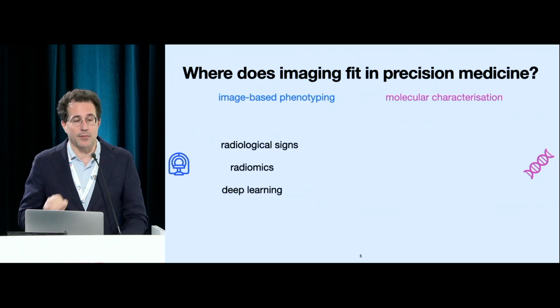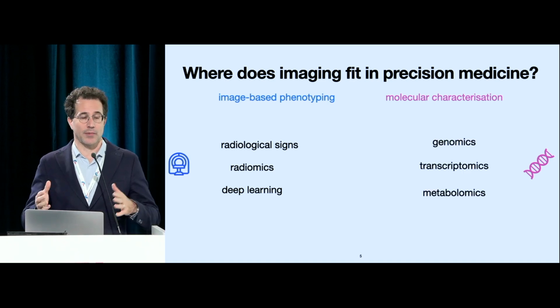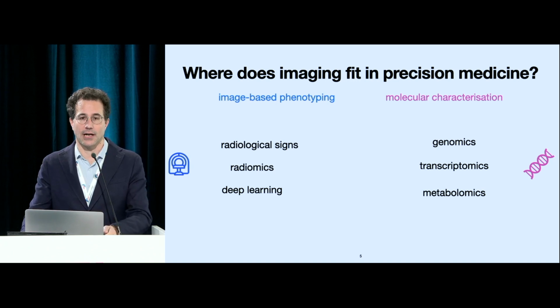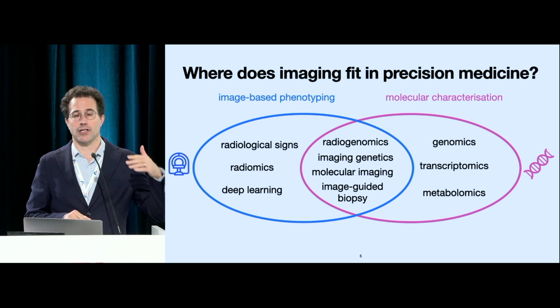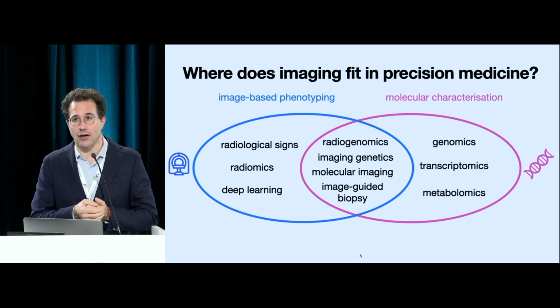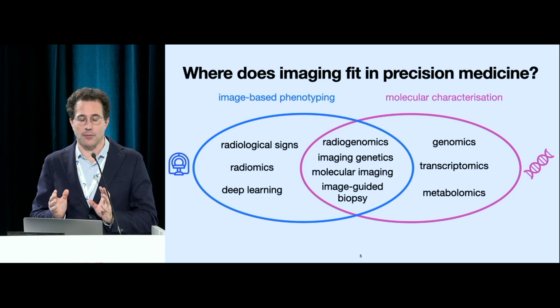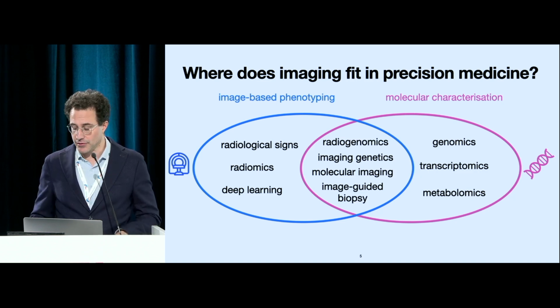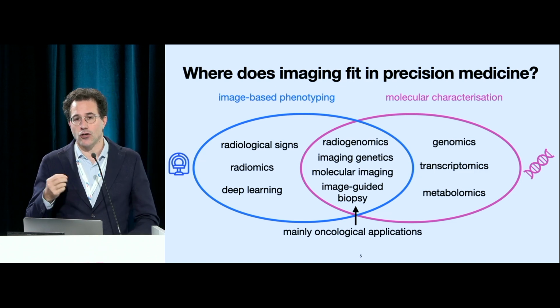On the side of purely image-based phenotyping, you have a lot of techniques these days: radiomics, deep learning, radiological science, so this kind of manual reading of the data, if you want. On the molecular characterization side, you have all the omics, so genomics, transcriptomics, metabolomics. And I think the very interesting part is what happens at the intersection of these two. Radiogenomics, for example, is the study of the intersection between radiology and the omics profile of some tissue. Imaging genetics, molecular imaging, and image-guided biopsy are all examples of the intersection of both, which I think are very interesting. What happens, though, is that where clinical success has been met here is mainly in oncological applications.